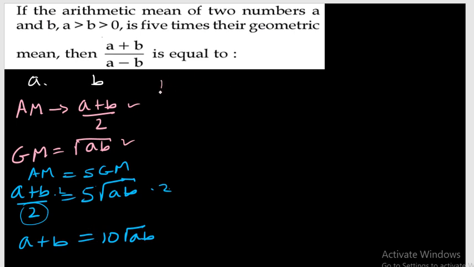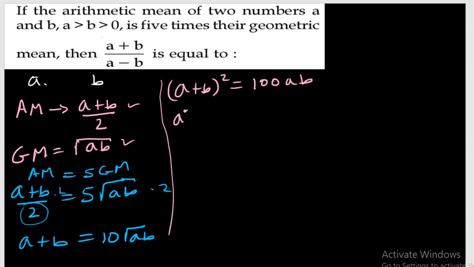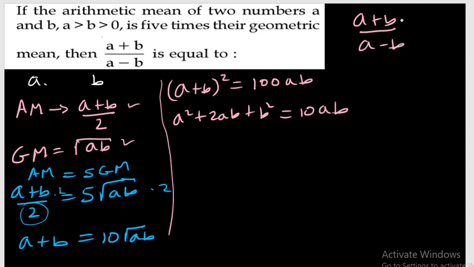When you square, we will have A plus B the whole square is equal to 100AB. But what does A plus B the whole square mean? It's A square plus 2AB plus B square. This is equal to 100AB. Here we need to be systematic. What is asked? We are asked A plus B over A minus B. We can find A plus B from what we have here, because A plus B square, we already said, is 100AB. We got it from the previous.